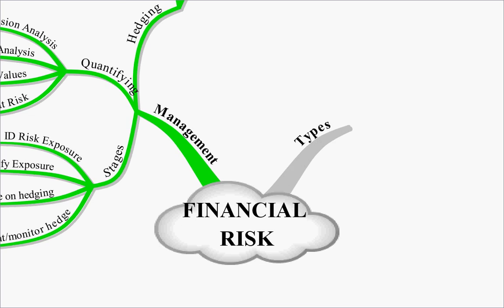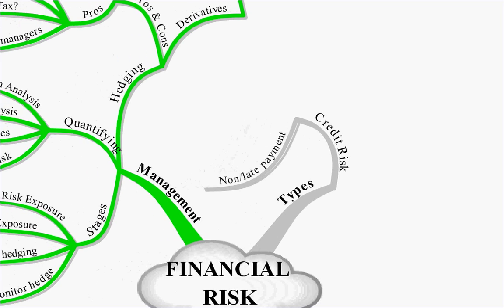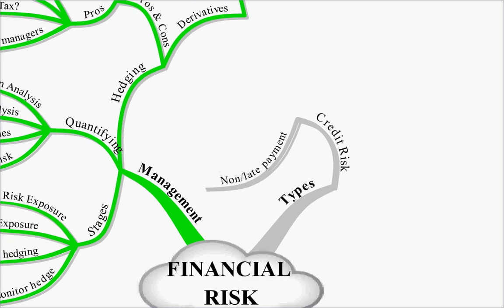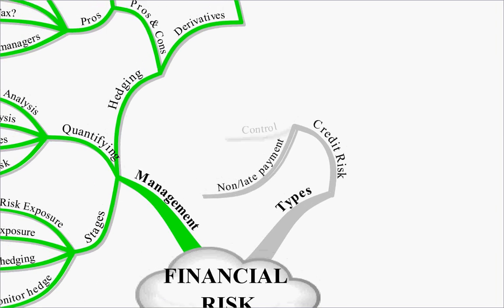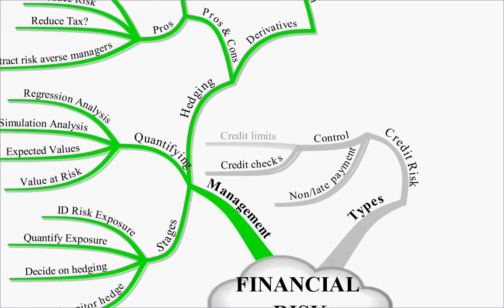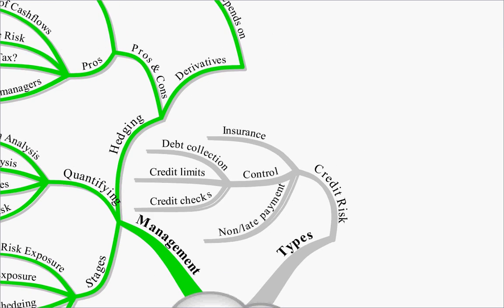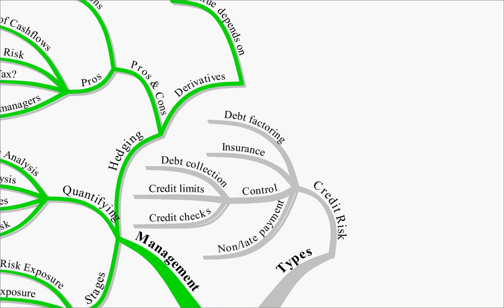So, different types of financial risk. Credit risk, first of all. Credit risk is the risk of not getting paid or getting paid late. We can control credit risk. How do we do that? We can have credit checks, we can have credit limits, or we can implement debt collection. We may also be able to insure our credit risk or use a debt factor. So those are all ways to hedge credit risk.